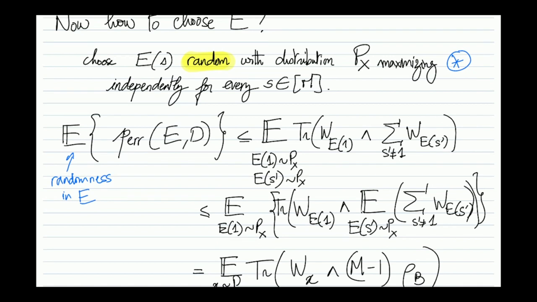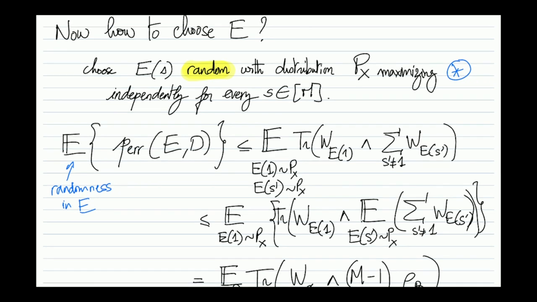Okay, good. So now E is defined. My encoder is defined. And so, as is usual in the probabilistic method, what we'll do is analyze the expectation of the probability of error. The expectation here is over the randomness in this encoding.